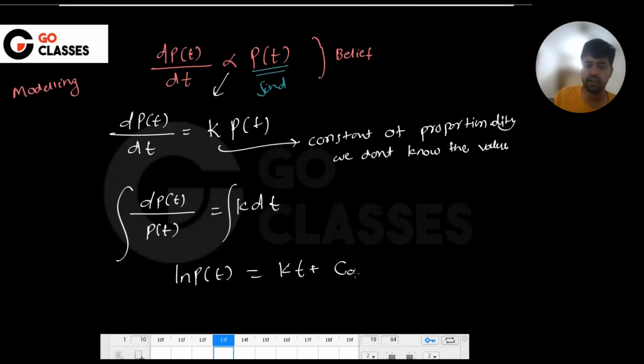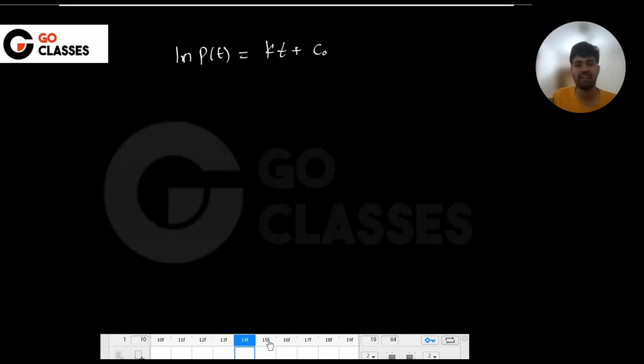Okay, so going forward, what we have is ln P of T is equal to kt plus, maybe I'll just use a different variable instead of c, I'm just calling it c0. It doesn't matter, it's just a name. Then we have P of T is equal to e raised to kt plus c0.